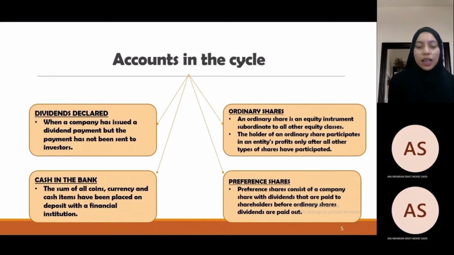Lastly, preference share. Preference share consists of company shares with a dividend that is paid to the shareholder before ordinary share dividends are paid out. There are four types of preference share, which are cumulative, non-cumulative, participating, and convertible. Preference shares are ideal for risk-averse investors, and the issuer can redeem them at any time.